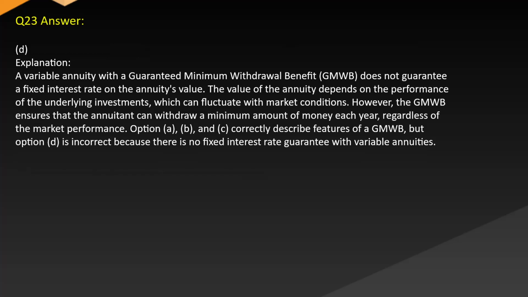Answer D. Explanation. A variable annuity with a guaranteed minimum withdrawal benefit does not guarantee a fixed interest rate on the annuity's value. The value of the annuity depends on the performance of the underlying investments, which can fluctuate with market conditions. However, the GMWB ensures that the annuitant can withdraw a minimum amount of money each year, regardless of the market performance. Options A, B, and C correctly describe features of a GMWB, but option D is incorrect because there is no fixed interest rate guarantee with variable annuities.